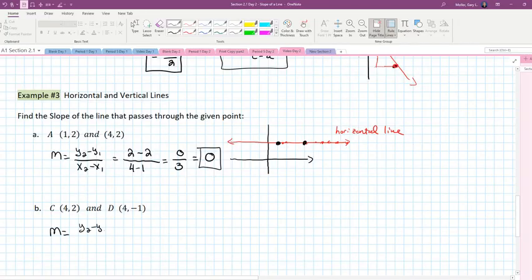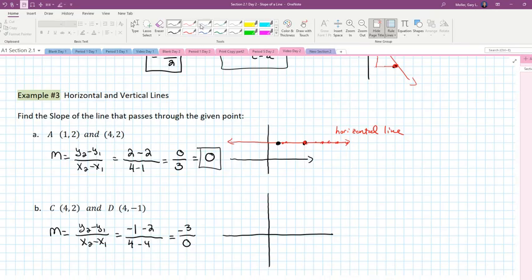y2 minus y1 over x2 minus x1 equals, what do we got? Negative 1 minus 2 over 4 minus 4. That gives me negative 3 over 0. Before I do anything with that, let's graph it, see what it looks like. 4, 2, 1, 2, 3, 4, up 2, and then 4, negative 1. So if I connect those, I get myself a vertical line.